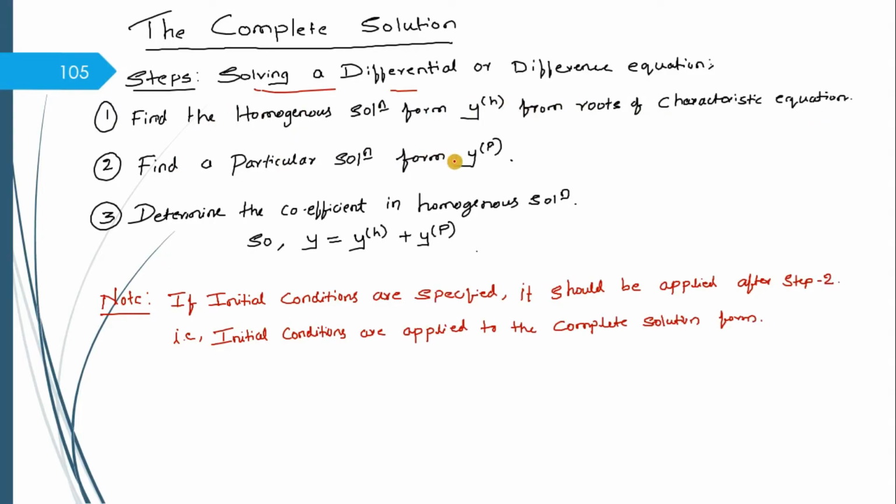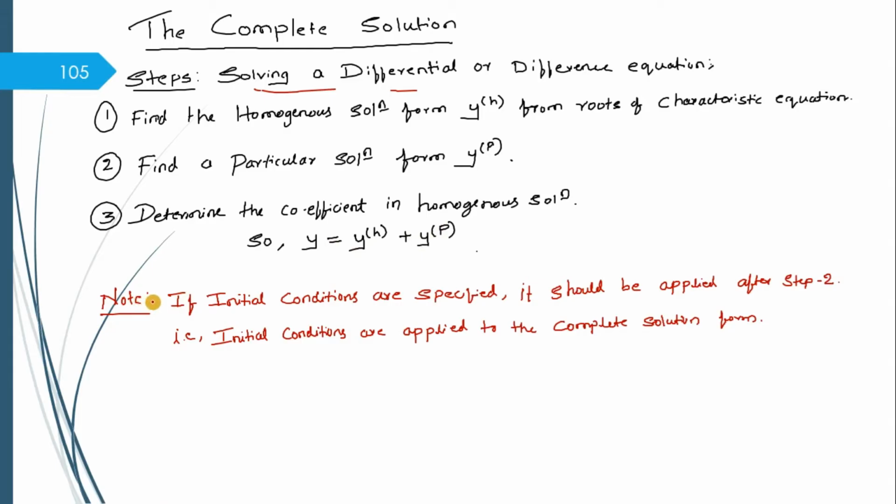Next is to find a particular solution, form YP. This is the thing that we did just in the previous session. Last step is the only addition that we are supposed to do. That is, determine the coefficients in the homogeneous solution. So the homogeneous solution will have constants like C1, C2 and so on. You need to find the coefficients of that, and then you need to add the homogeneous solution and particular solution in order to get the final complete solution.